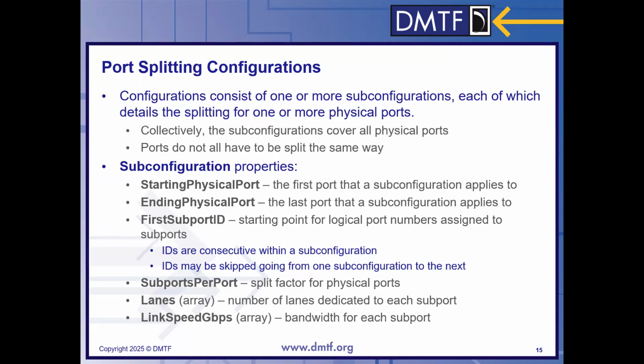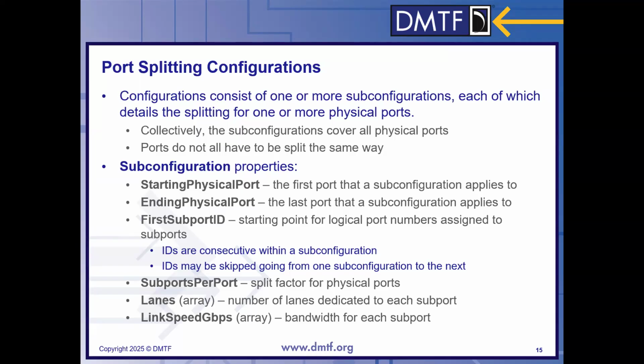Then the first subport ID tells you the logical port number that should be assigned to the subports. So this is from the outside looking in. When I address port 5, how do I know where that goes to? So within a subconfiguration, all of those subport IDs are going to be consecutive. But going from one configuration to the next one, there's no requirement that IDs have to be contiguous. You can skip them in particular.